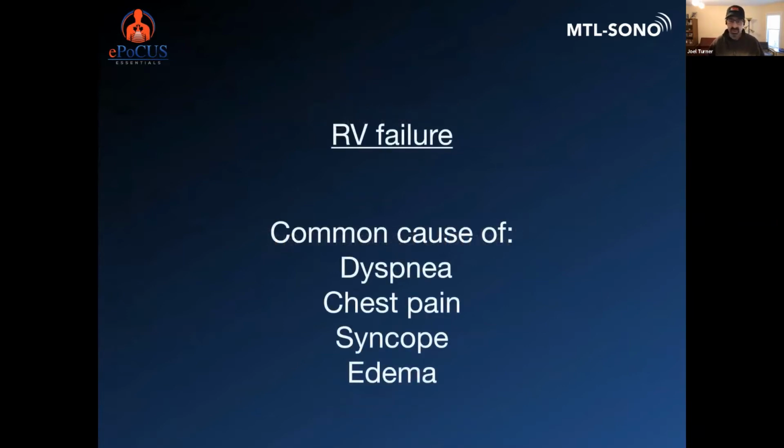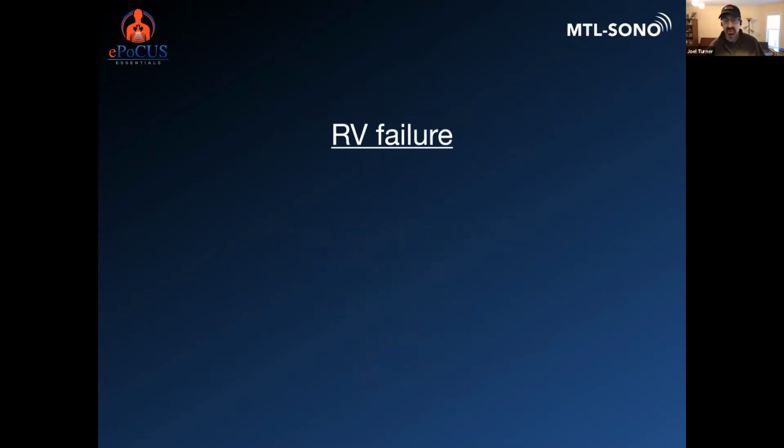But right ventricular failure is an extremely common cause of almost all the symptoms that you're seeing in the emergency department: shortness of breath, syncope, edema, or chest pain. Think that the RV is as important a cause of these symptoms as the left ventricle.